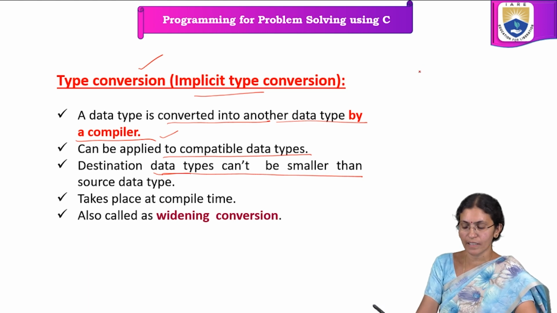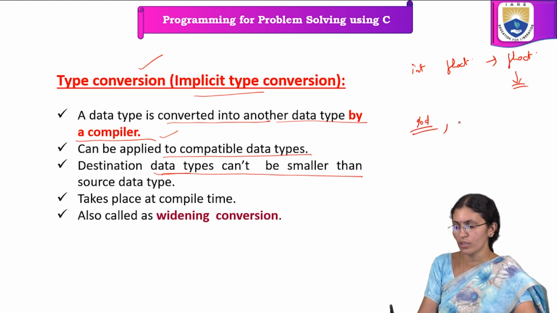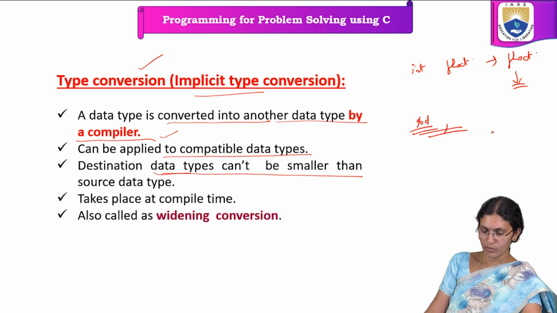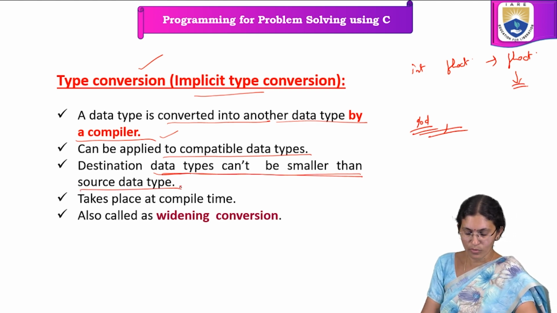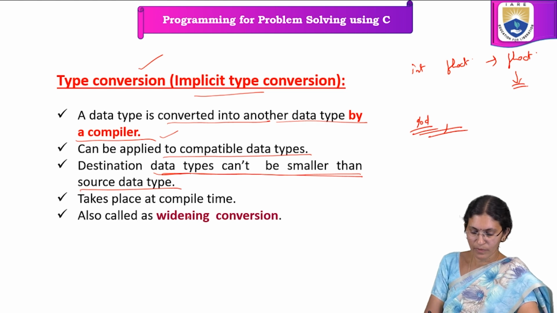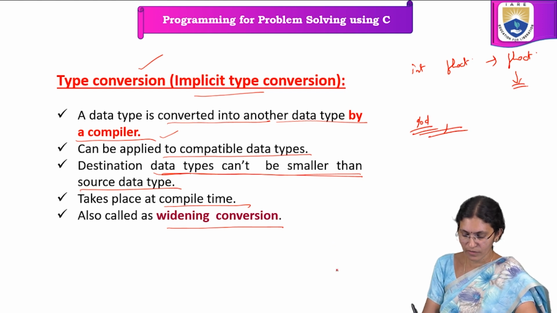We have seen the second program. We have declared two variables, int and float, and if we try to print, the output of this will be a float. Even if you try to print the output of this with the help of %d as the format specifier, you will get 0 as the answer. So that is what it means: the destination data type can't be smaller than the source data type. It takes place at compile time. This is also called widening conversion.